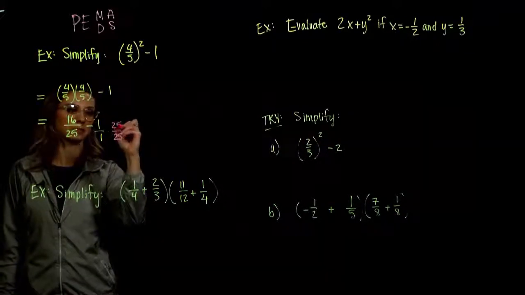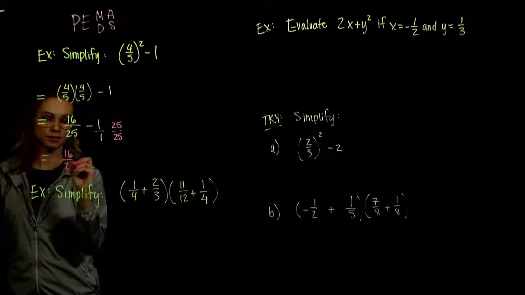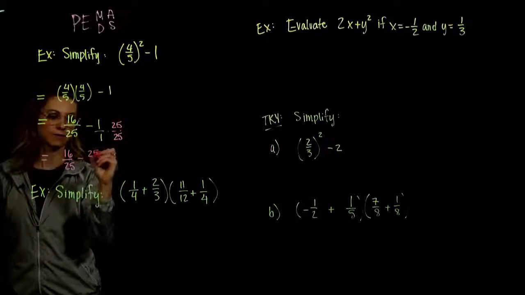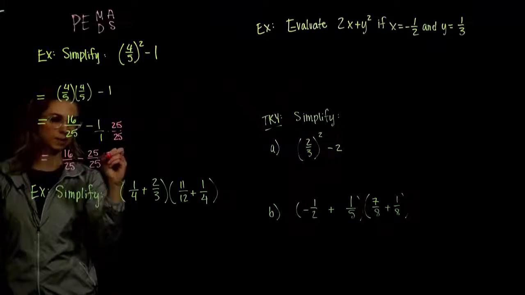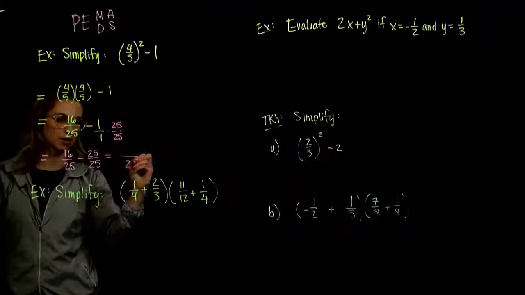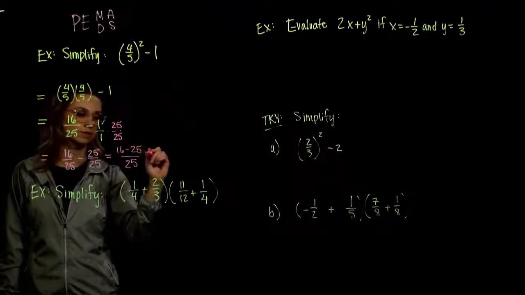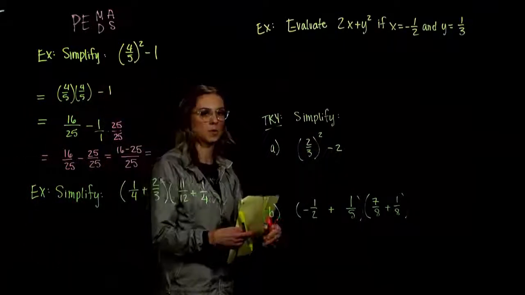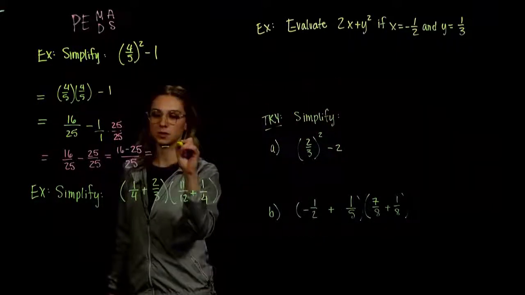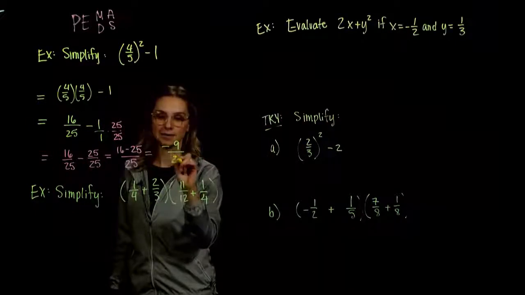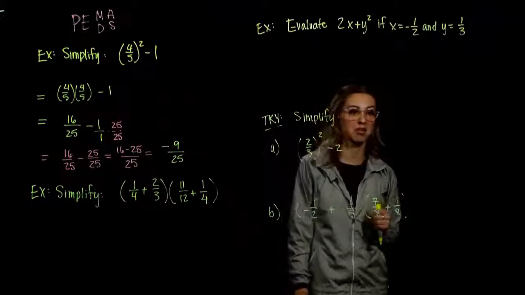25, top and bottom. So equivalently, now we have 16 25ths, and we're trying to subtract 25 25ths, which is really just 1 off the back. We have the same denominator, so we'll keep that, and we have to perform 16 minus 25. Which one holds more weight, the positive or the negative? The negative. And what's the difference between those two? 9. Negative 9 25ths. And we're done.